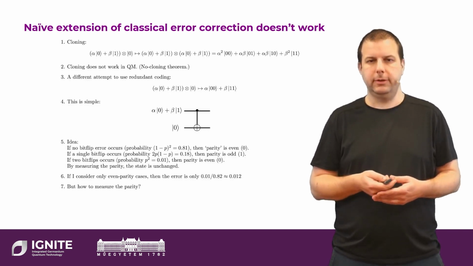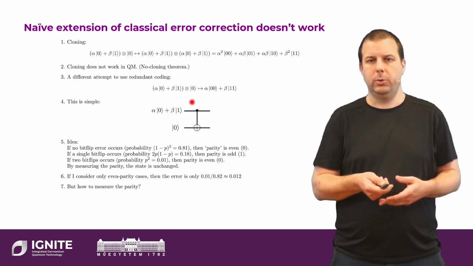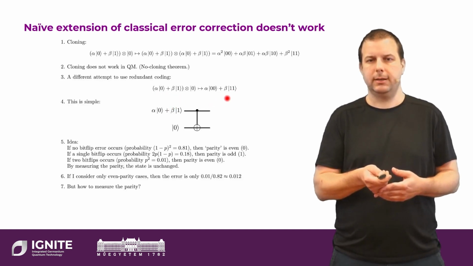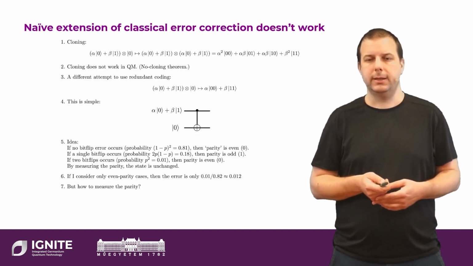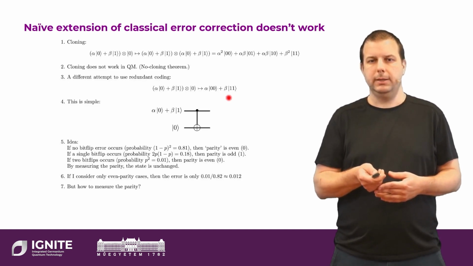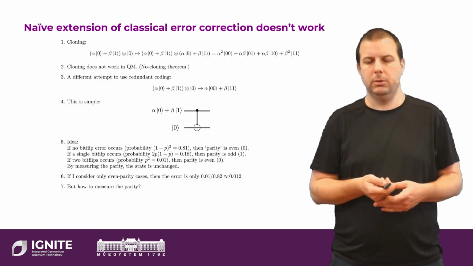So we have to use a different idea, which is also based on redundant encoding. And this idea is the following: instead of cloning, we will use an entangled encoding. If I want to encode a single qubit state alpha 0 plus beta 1, as shown here, then I will encode it in an entangled state which reads alpha 00 plus beta 11, which is an entangled 2 qubit state.